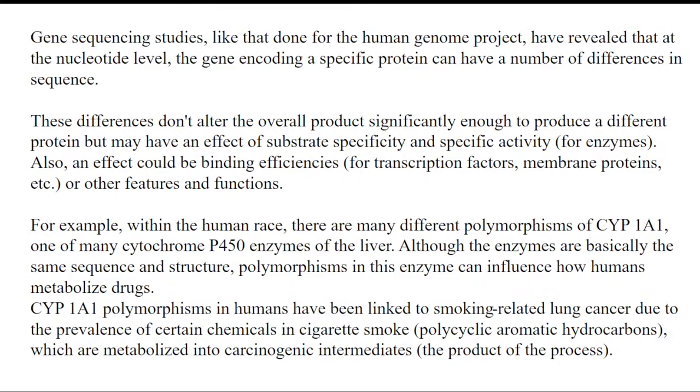For example, within the human race, there are many different polymorphisms of CYP1A1, one of many cytochrome P450 enzymes of the liver. Although the enzymes are basically the same in sequence and structure, polymorphism in this enzyme can influence how humans metabolize drugs.